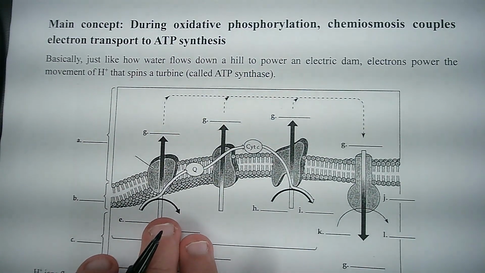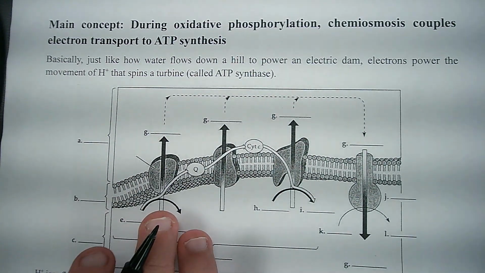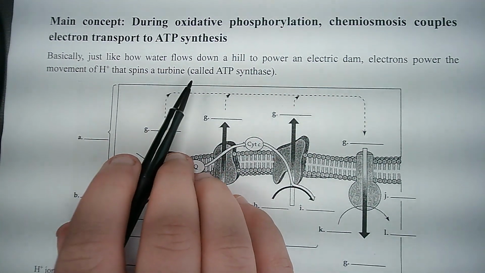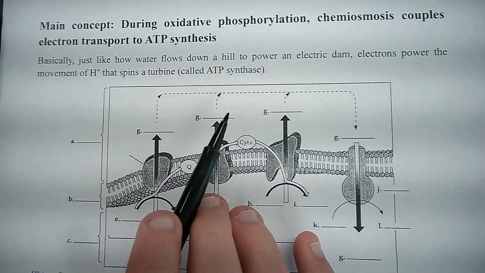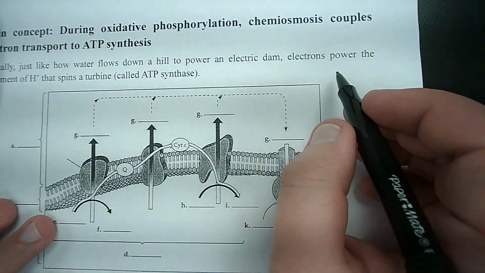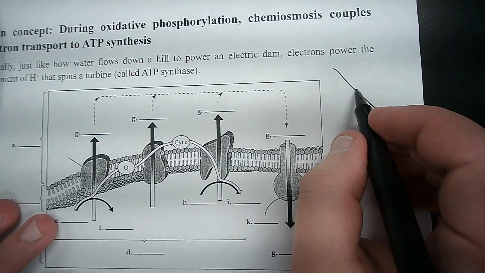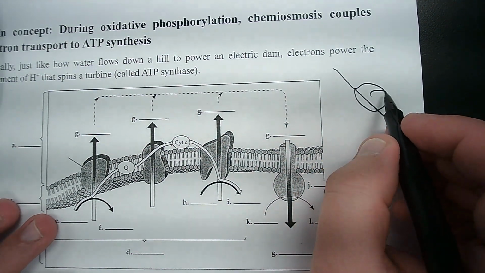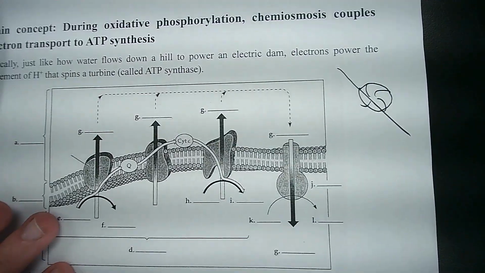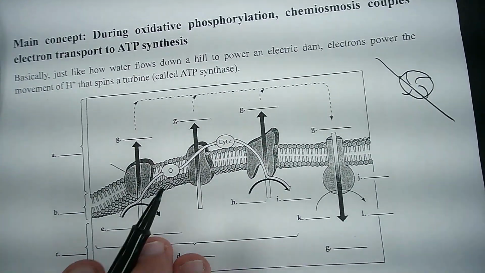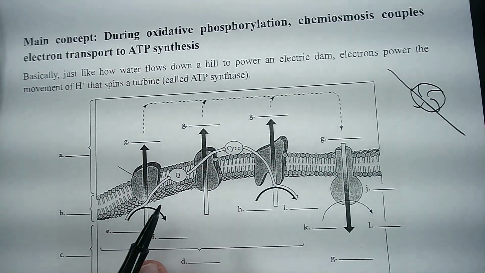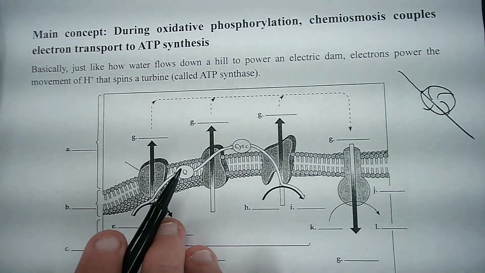During oxidative phosphorylation, chemiosmosis couples electron transport to ATP synthesis. So basically, just like water flowing down a hill. In a dam, we have little turbines, remember? The turbines spin when the water falls down. Turns out on the cellular level, that's actually how this process works.